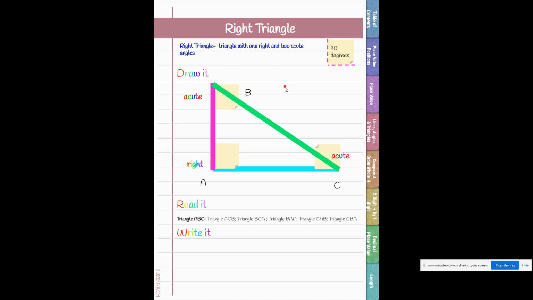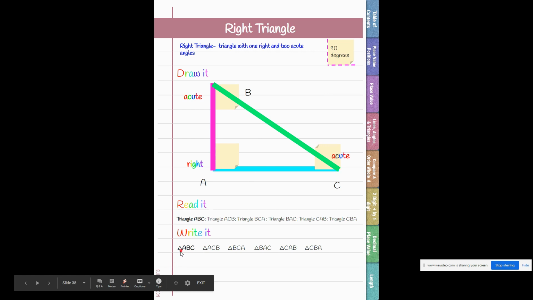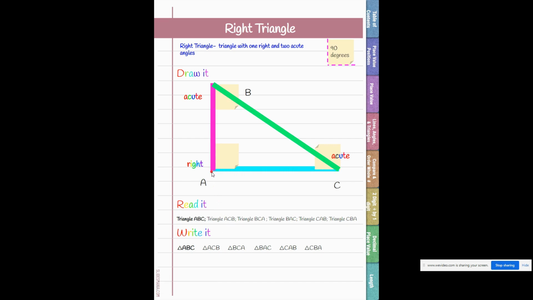So we will read this as triangle ABC. We write it using the triangle symbol with ABC or the other letters, depending on which way you trace your triangle. Again, a right triangle is a triangle with 1 right angle. You cannot have another right angle on either side here on your angles because you cannot create a triangle.